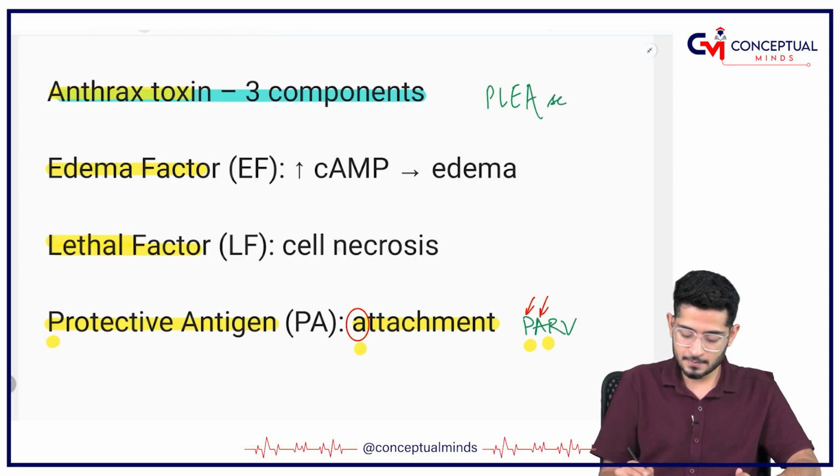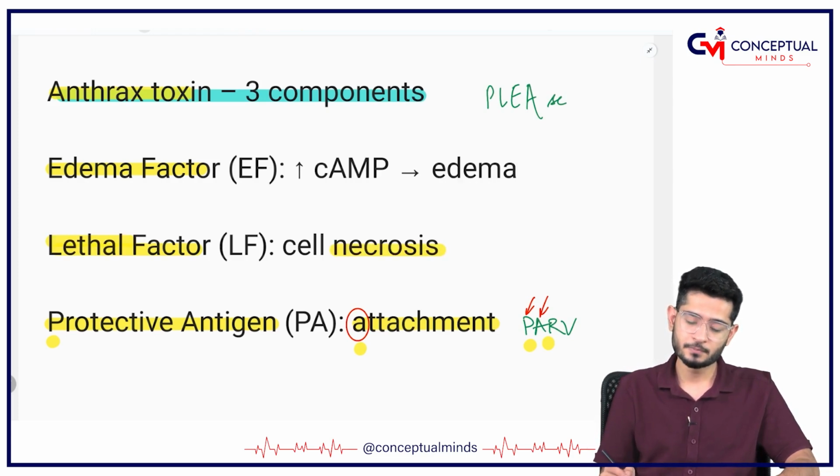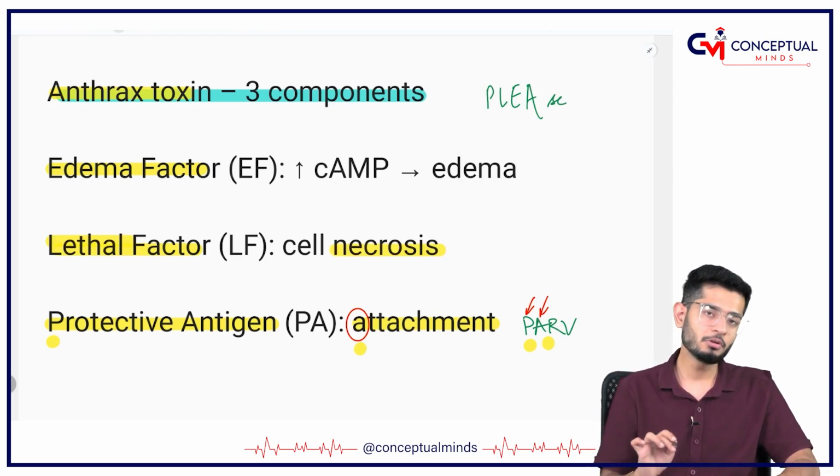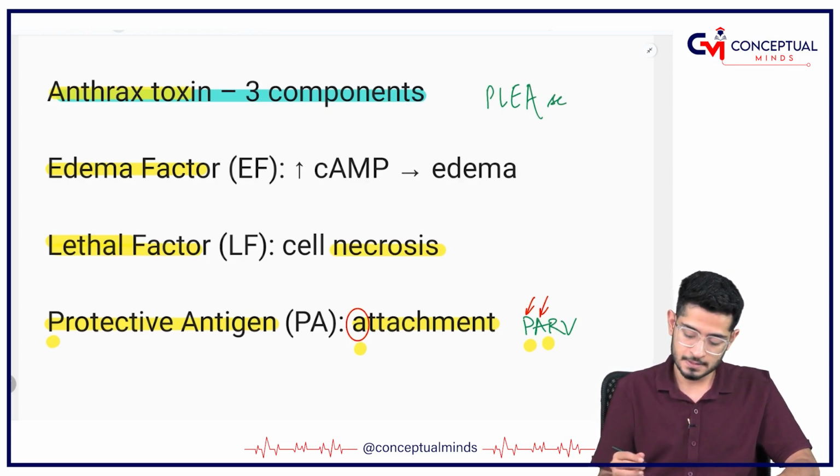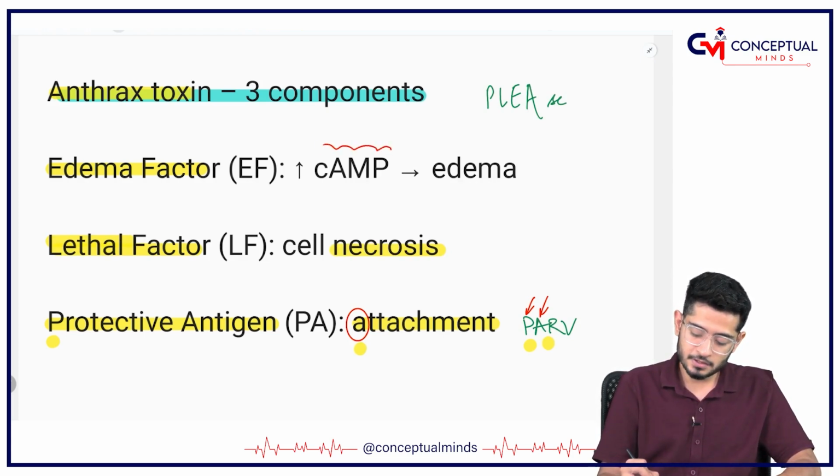Anyways, so P and A is important. Protective antigen is for attachment. Lethal factor, as the name suggests, is for cell necrosis. Edema factor, I have told you when we were discussing the toxins, leads to an increase in the amount of cyclic AMP.